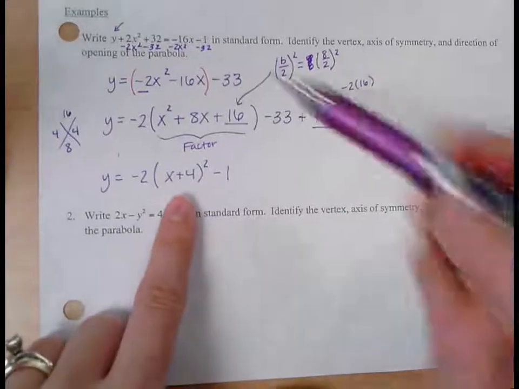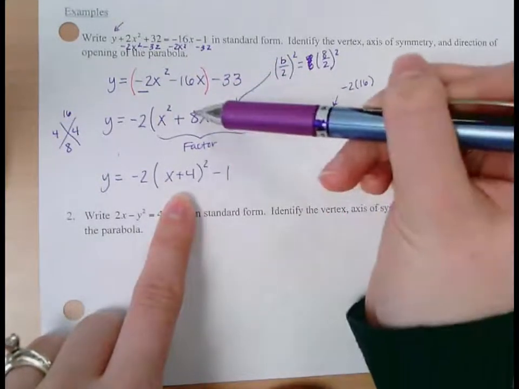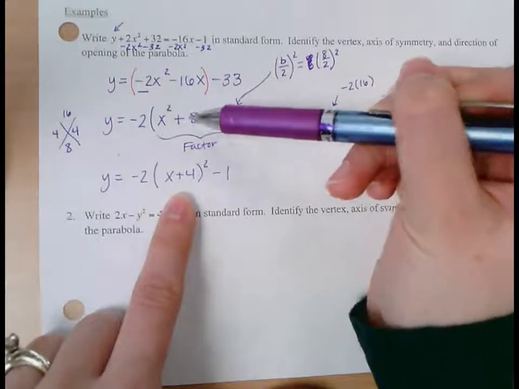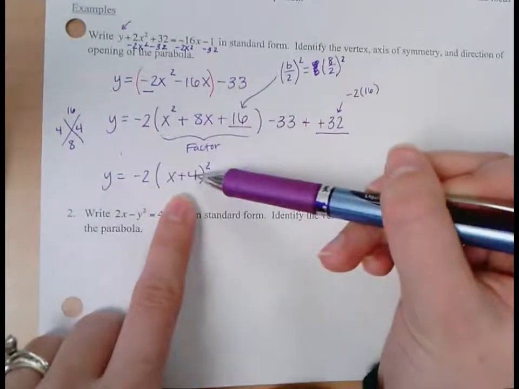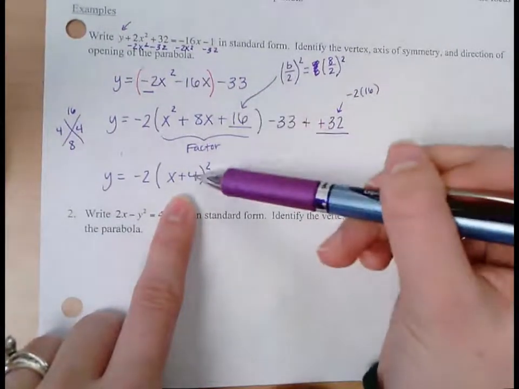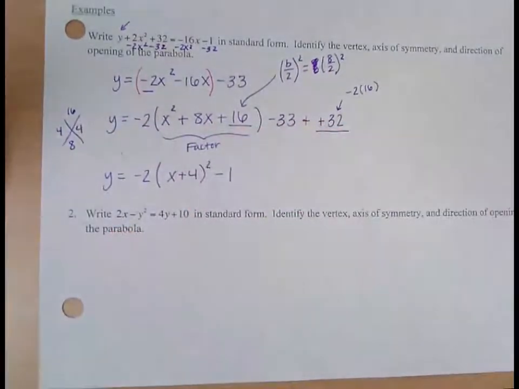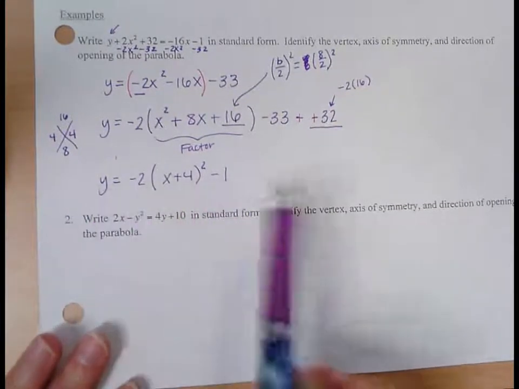Another way to get here is this plus 4, whatever number is here, will always be whatever your b divided by 2 was. So half of positive 8 is positive 4. It's also the square root of 16. It's the square root of this number. So there's a couple shortcuts to get here, or just make a diamond if you don't remember. Okay, however you get there, you have to be able to factor it to complete the square. Okay, so this is your standard form.